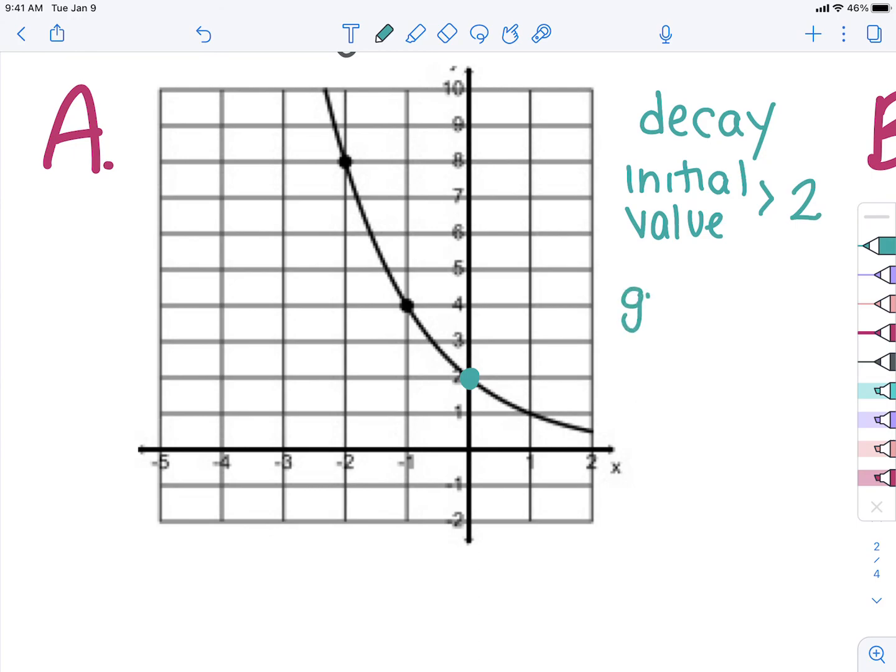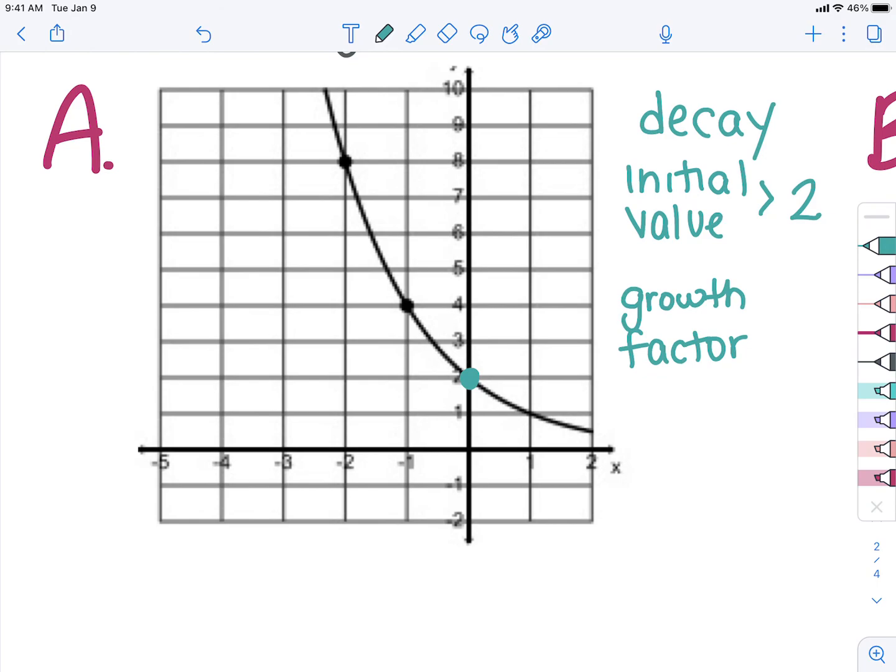Then we want our growth factor. And in order to find our growth factor, the easiest thing for you to do is take 2 points from the graph and divide their y values. Now, when you do this, you always want to take the y value on the left and the y value on the right, and you're going to divide the right one by the left one.